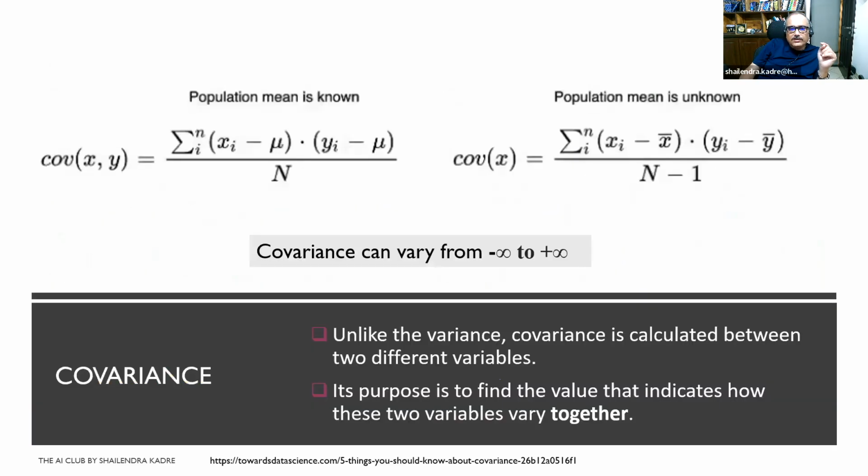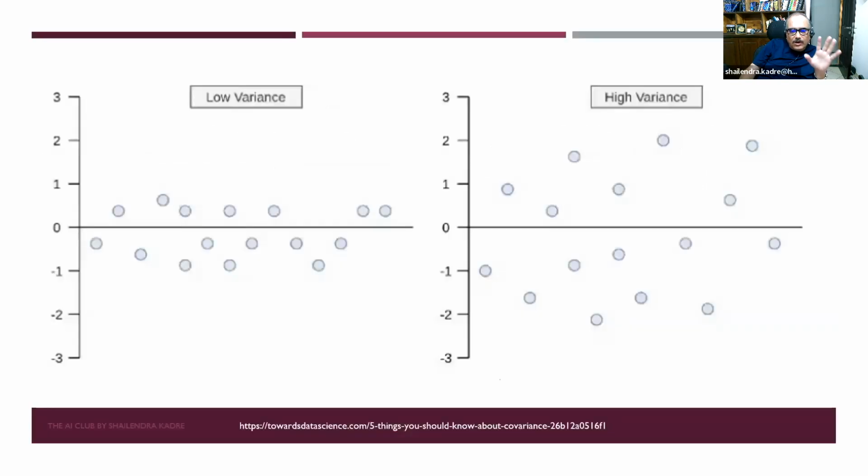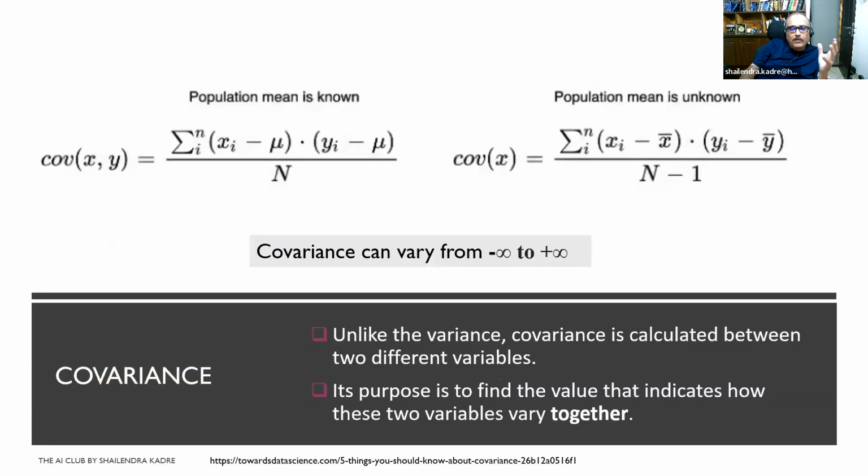Okay guys, this is variance. Variance is all about variations in a single variable. Now we are talking about two variables: how ice cream sales vary with temperature. Ice cream sale is increasing with temperature. So what is the relationship between rise in temperature and variation in ice cream sale?